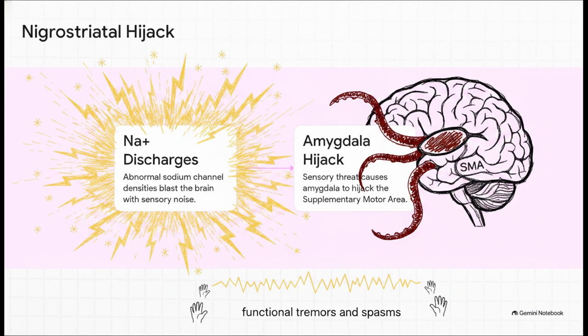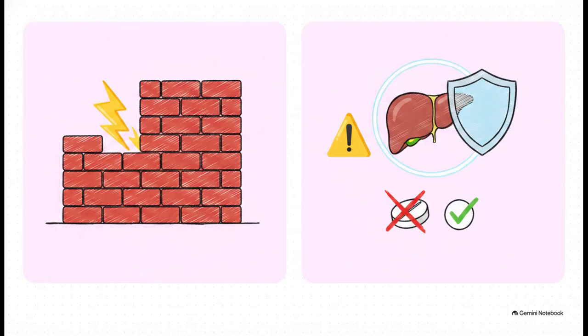In step 1, those abnormal sodium channel densities cause the spontaneous ectopic firing, just blasting the brain with sensory noise. In step 2, this intense sensory threat couples with a hyperactive fear center, resulting in the amygdala literally hijacking the supplementary motor area, or SMA. The emotional center of the brain essentially overwrites voluntary motor control, and that's what results in those functional tremors and spasms. To quiet this system down, we have to target the rogue electricity right at the source.